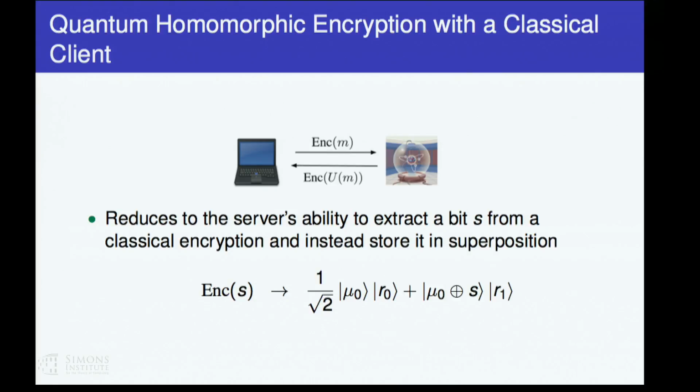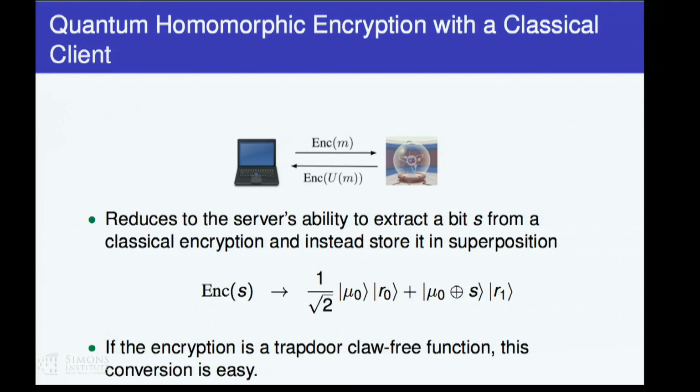So here the server has a classically encrypted bit, and he's somehow taking out the classically encrypted bit and putting it in his superposition. And there's these extra parameters, and you can think of this as randomness. So mu0 is a random bit, and r0 and r1 are random strings. And they serve a purpose here because if they were not there, then the server is just storing s in superposition, and this would violate the security of the classical encryption schemes. So this extra randomness does have to be present.